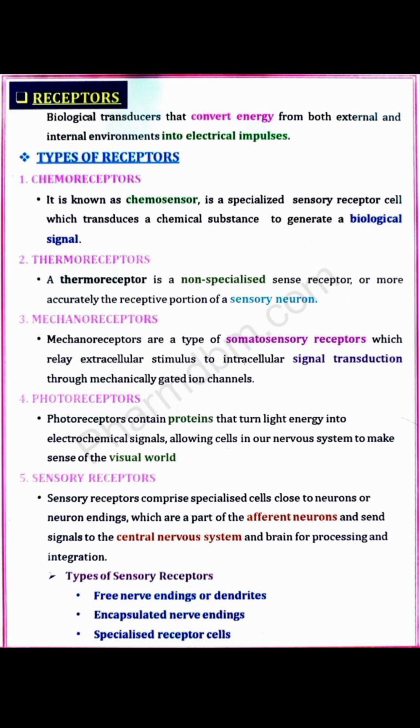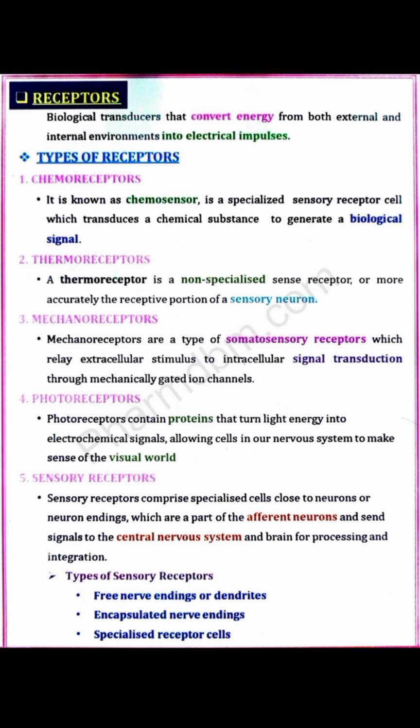Chemoreceptors. Chemoreceptors are also known as chemosensors, which are specialized sensory receptor cells which transduce chemical substances to generate a biological signal. Second one, thermoreceptor. A thermoreceptor is a non-specialized sensory receptor, or more accurately, the receptive portion of a sensory neuron.